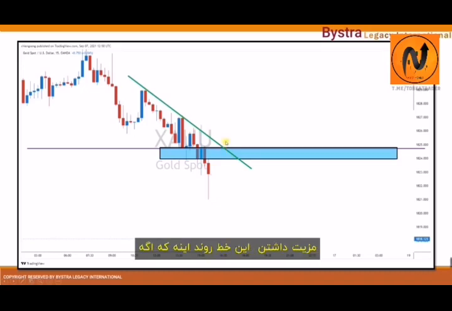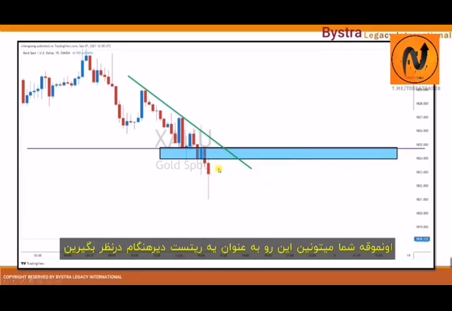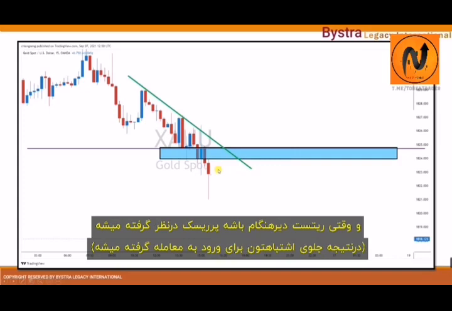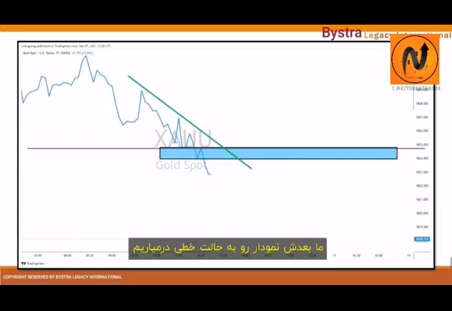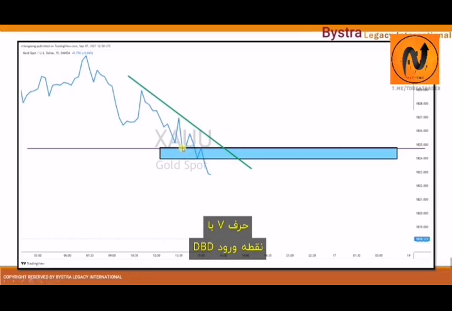Now the good thing about having this trend line is that if the price doesn't come back quick enough, means it lingers around, then you can consider this as a leg retest. So once it is a leg retest, it will be considered as high risk. We will then move to the line chart, and then we can confirm that the capital letter V is in line with our drop base drop entry point.